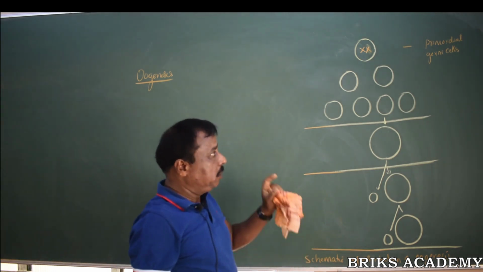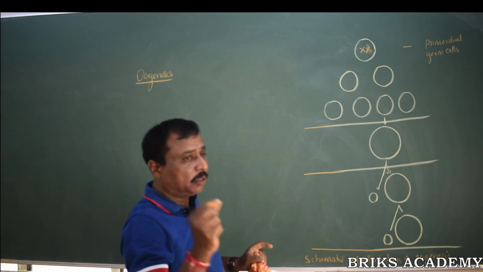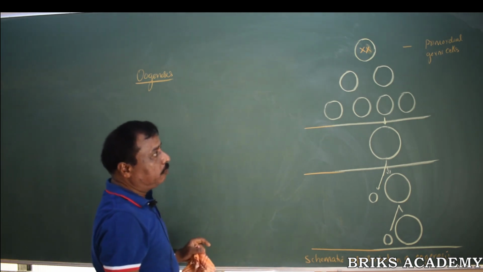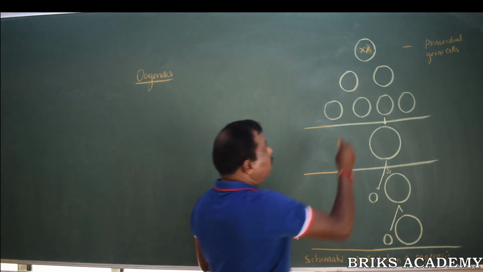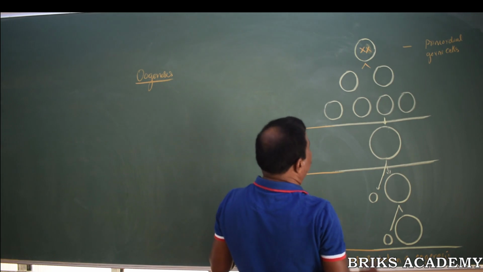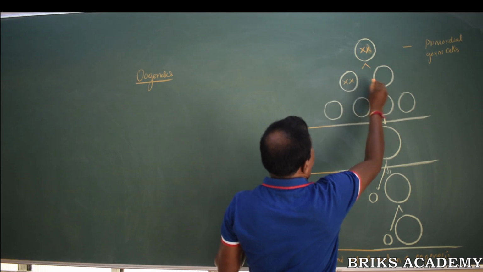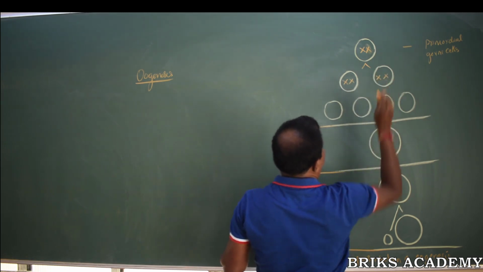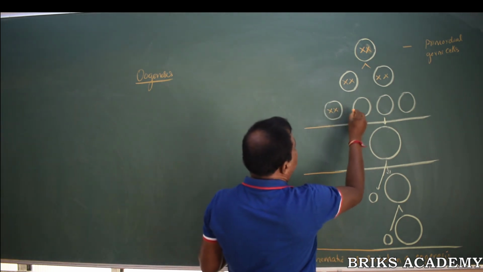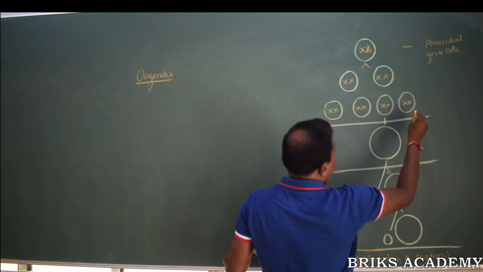Oogenesis is also divided into 3 steps: multiplication phase, growth phase and maturation phase. During the onset of oogenesis, primordial germ cells lining the ovary undergo multiplication through ordinary mitotic division, divide and redivide to form a large number of cells. The resulting cells are called oogonial cells.